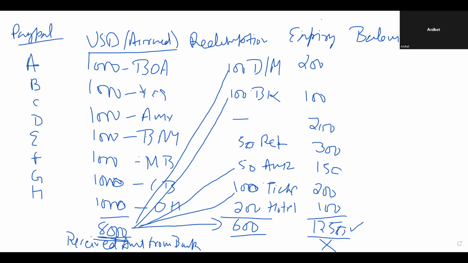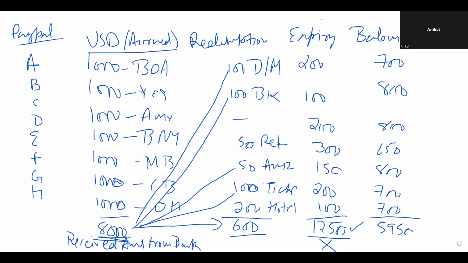And now let's say you have a balance. 1000 minus 100 minus 200, you have a balance of 700. 1000 minus 100 minus 100, balance of 800. 1000 minus 200, 800. 1000 minus 350, 650. 1000 minus 200, 800. 1000 minus 300, 700. 1000 minus 300, 700. How much is the total? 15, 23, 29, 50, 5950. Right.